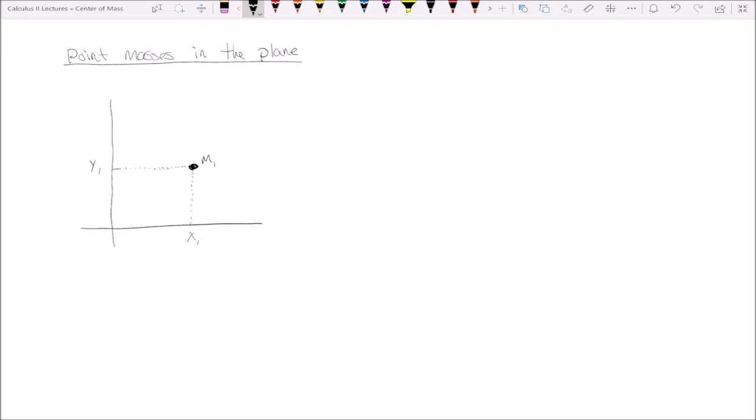Well, clearly, this is going to have a moment with respect to the x-axis, right? And a moment with respect to the y-axis. The x moment, which is denoted m sub x, would be the mass times the distance from the x-axis, which would be y1. So mass times the distance from the x-axis.